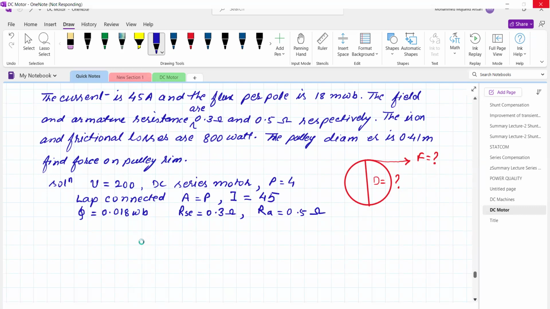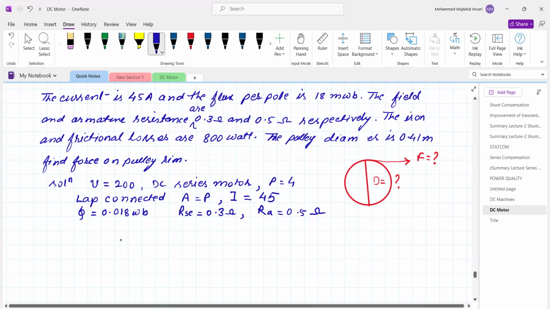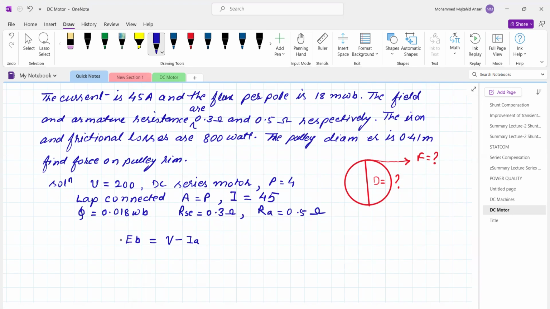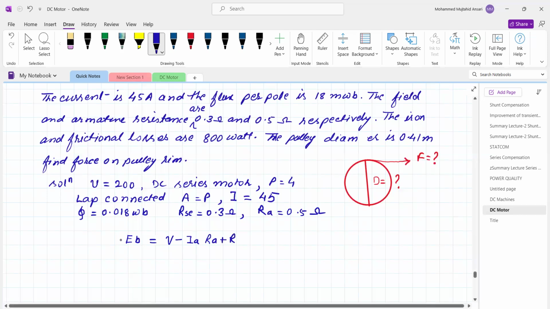So the back EMF EB is equal to V minus IA into (RA plus RSE), because it is a series motor.